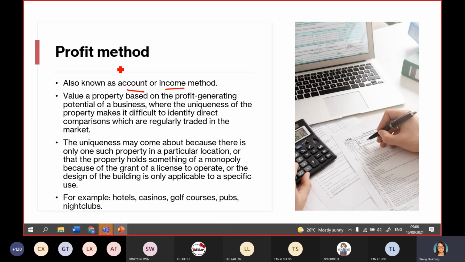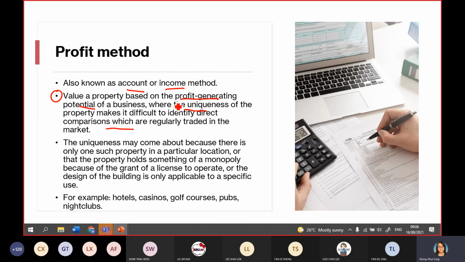In what situation do we need to use the profit method? It is to value a property based on the profit generating potential of a business, which means that for any property where they are doing business, we can use the profit method to evaluate, whereby the uniqueness of the property makes it difficult to identify direct comparisons which are regularly traded in the market.